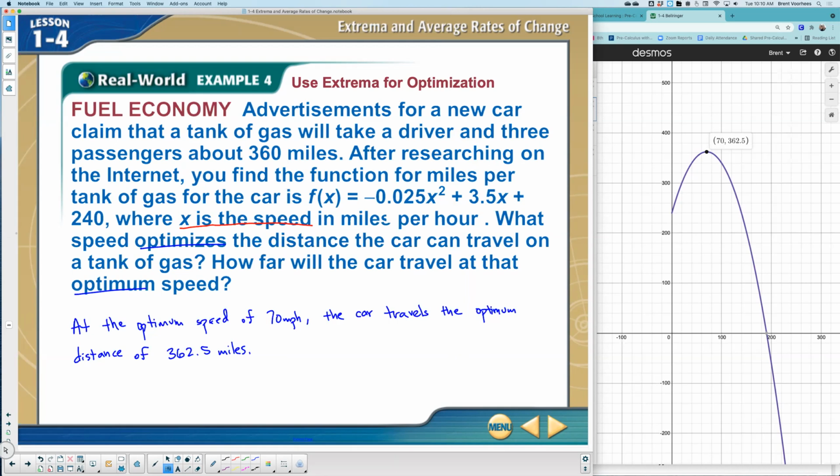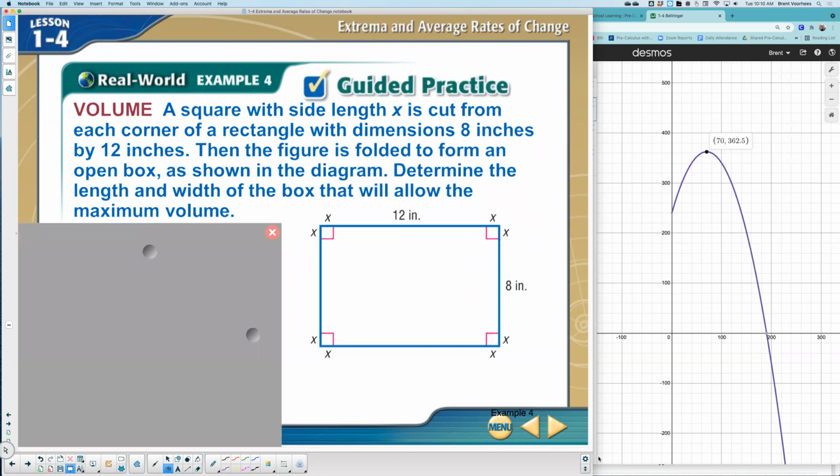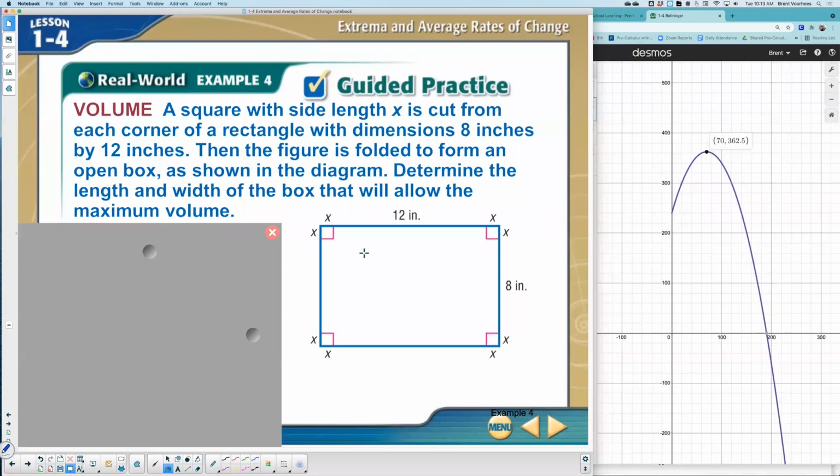Now this next one, it looks like a DOL. We're actually going to do this next one together. All right, so in this problem, it says a square with side lengths x, so like these little 4 squares, is cut from each corner of a rectangle with dimensions 8 by 12. The figure is then folded along to form an open box.